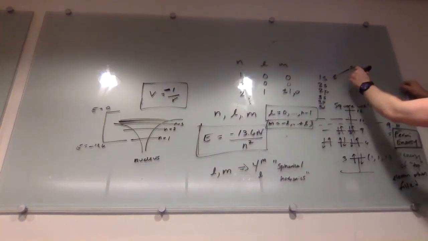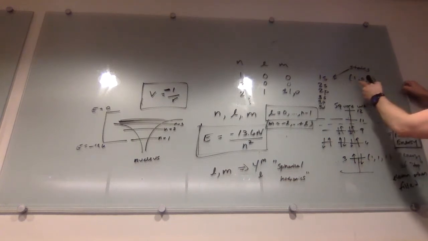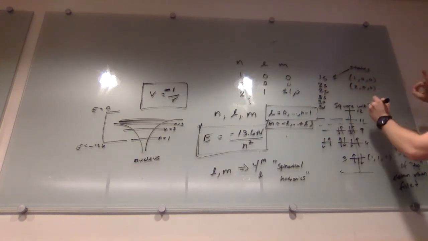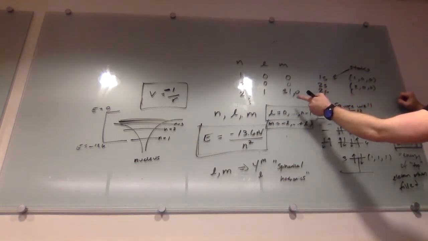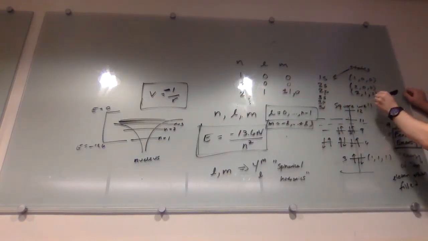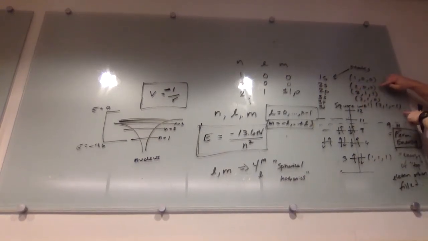So the first state is written like this, where this is now N, L, M. There's 2 electrons here. How many are in this state? That's 2, 0, 0. That's 2 electrons. How many fit in this state? That's 6, because the states are 2, 1, 1, 2, 1, 0, and 2, 1, minus 1. Each of these has 2 electrons. So in the second shell, how many in total? 2, 4, 6, 8.